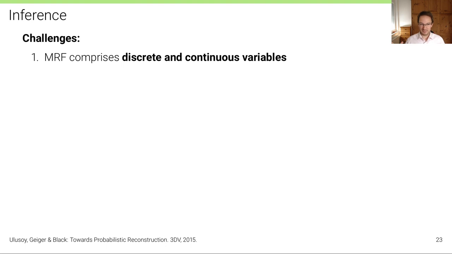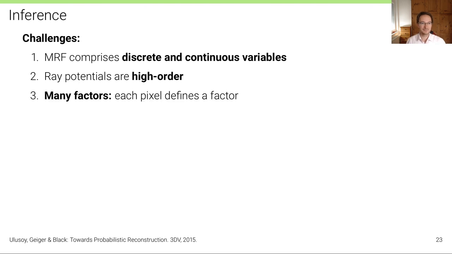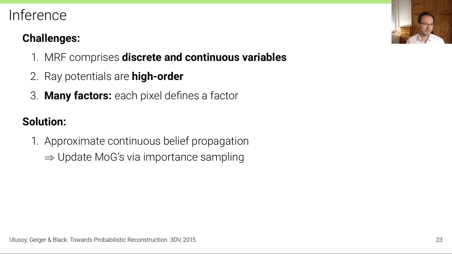So to summarize, what are the challenges and what are the solutions if we want to apply belief propagation to the problem of multiview stereo? Well, the first challenge is that the MRF comprises discrete and continuous variables. So it's not just a discrete problem, but we also need to reason in this joint discrete and continuous space. The second challenge is that the ray potentials are higher order, and so lead to this exponential complexity at first glance. And there are many factors. Each pixel defines a factor. So it requires a lot of computation to be solved.